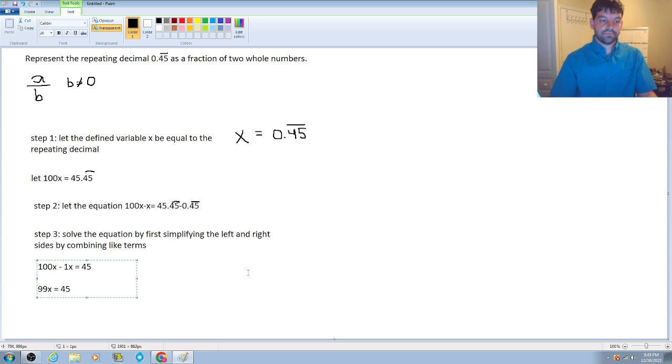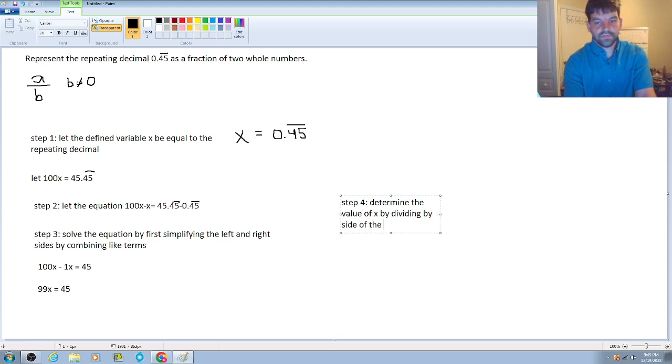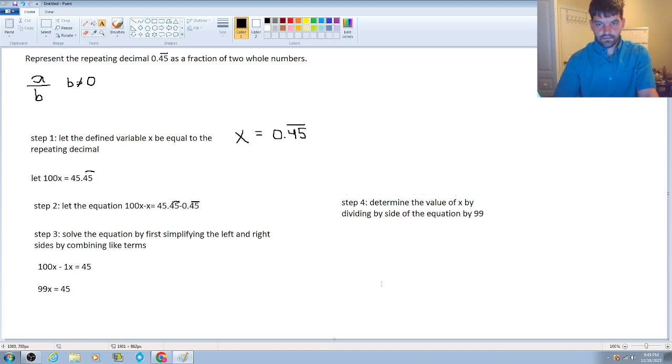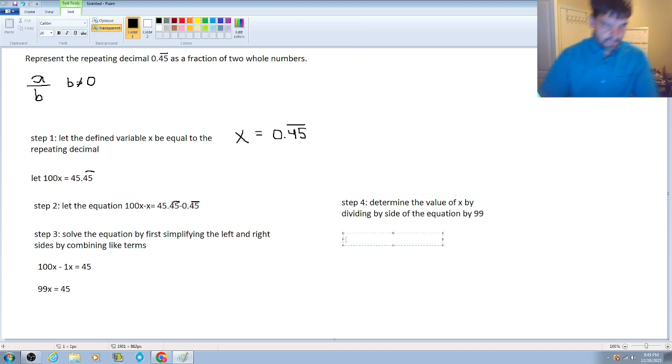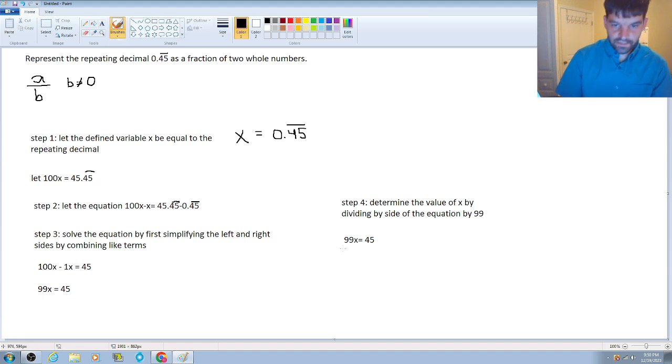Now this now becomes a single step equation, and I'm going to go ahead and complete it over here. So step number 4, determine the value of x by dividing both sides of the equation by 99. Okay, so here we have 99x equals 45, and then we're going to divide both sides by 99.